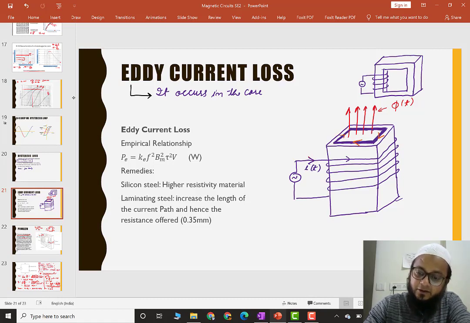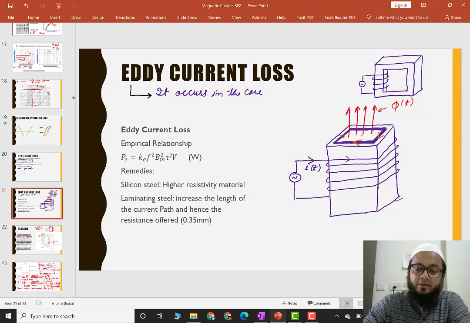Okay, so in this direction the current will flow. Because of this change in magnetic field, there is an induced EMF across this ferromagnetic core. You can think of this entire core as being made up of n, or infinite, numbers of these loops whose area varies from the center to the edge. So this eddy current loss is because of this current and the resistivity of the core.